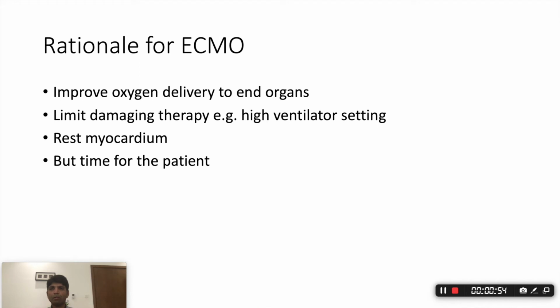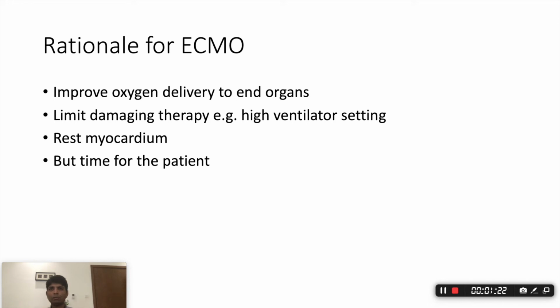How can ECMO help the patient? First of all, ECMO can restore or improve oxygen delivery to end organs, which prevents irreversible injury to the organs. It can also take over the function of the lungs, which will enable us to limit damaging therapies such as high ventilator settings, which may be damaging the lungs.